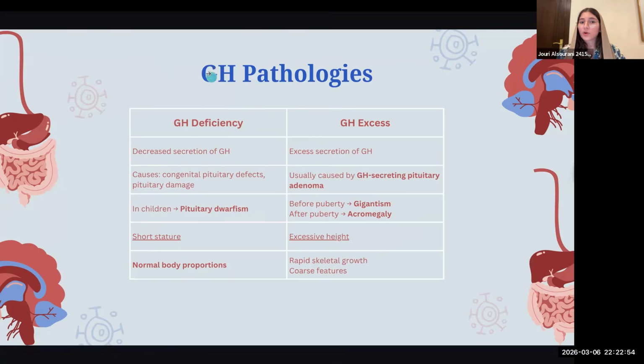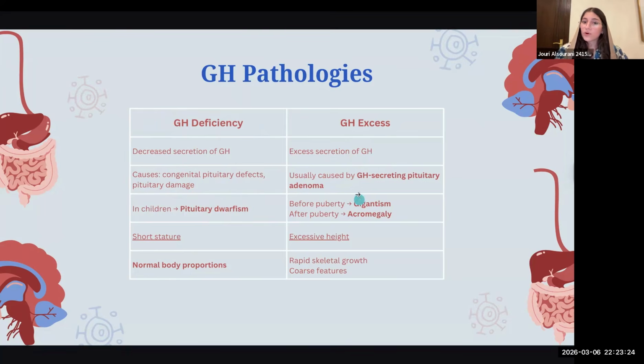So when talking about growth hormone, we can have two main pathologies. We can have a deficiency in growth hormone or an excess. When we have a deficiency, we will mainly have decreased secretion, obviously. And then in children, this will cause something called dwarfism. So they will just have a very short stature. They will be very short, but they will have normal body proportions.